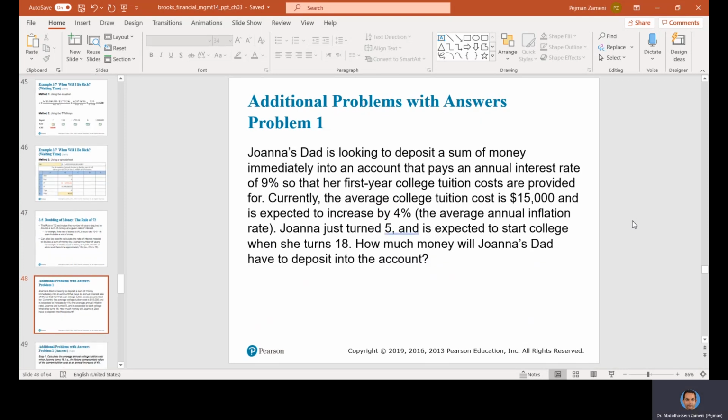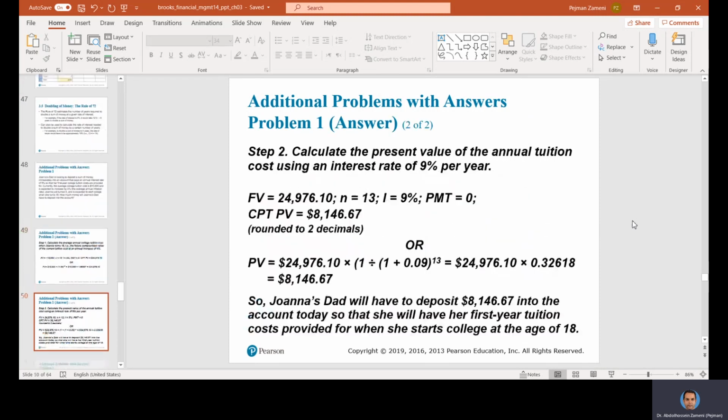Okay, from here onwards, there are additional problems for your exercise. You can go through and do the questions. And if you have any question or any doubt, if you're not clear, you can ask me.